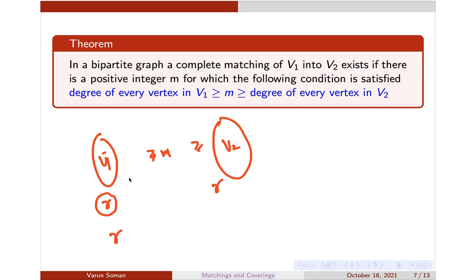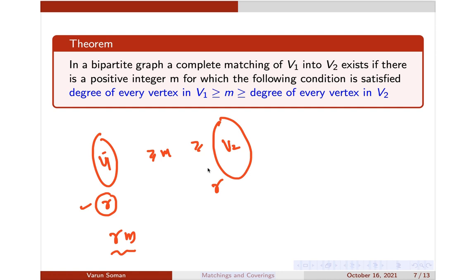Now the degree of each vertex in V1 is greater than or equal to m. So these R vertices would be adjacent to R into m vertices outside. So it has R into m edges coming out. These R vertices would have R into m edges coming out of V1 which are reaching V2. So first of all you took R vertices. Now each vertex has degree m, so you have Rm edges coming out of V1 and reaching V2.